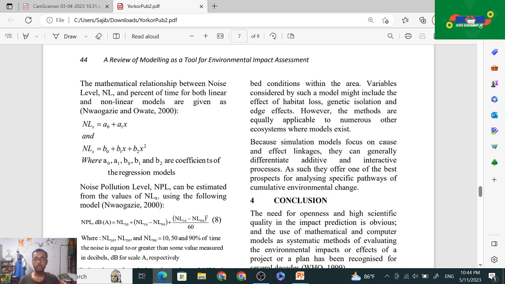However, the methods are equally applicable to the numerous other ecosystems where the model exists, and because the simulation models focused on cause and effect linkage, they can generally differentiate the additional and interactive processes. As such, they offer one of the best prospects of analyzing specific pathways of cumulative environmental changes.